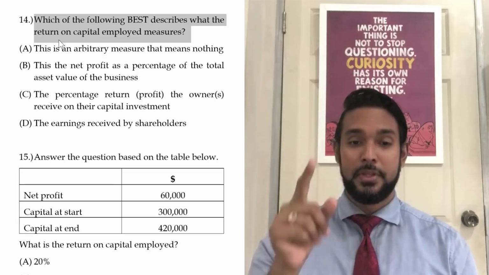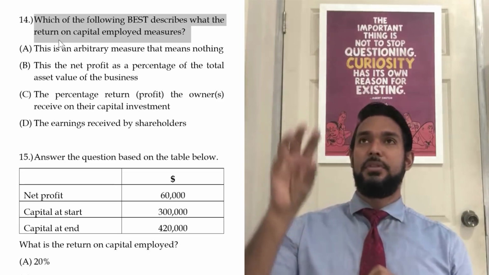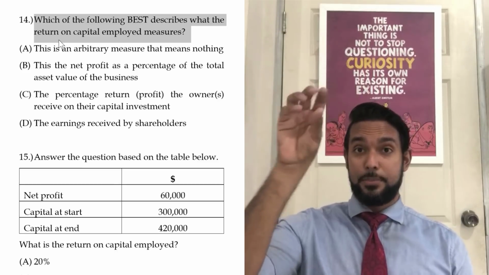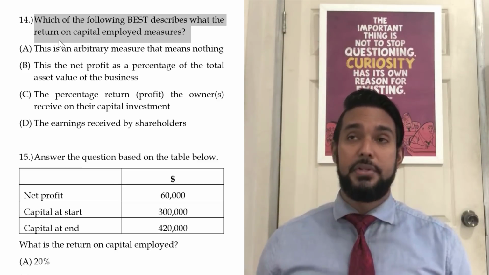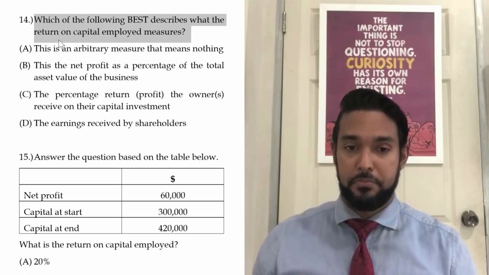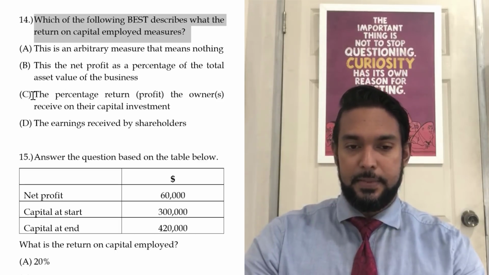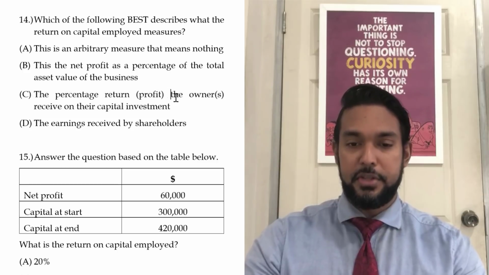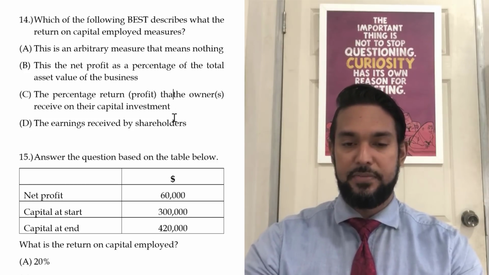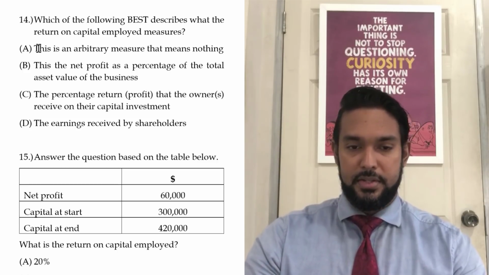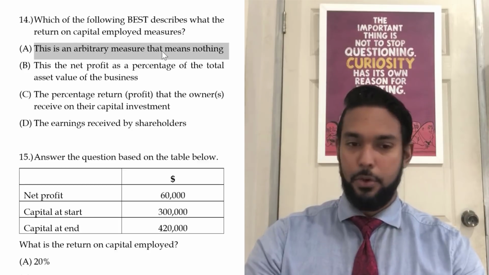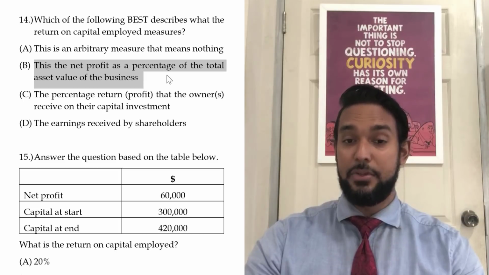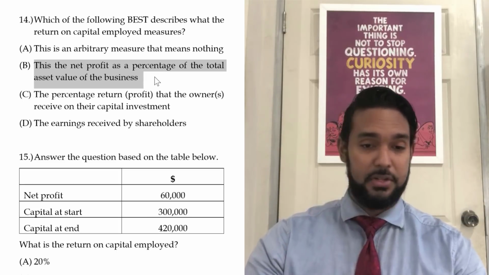Coming back on point, you're basically putting your reward over your investment. Your reward as the owner is net profit, and your investment is your capital invested or capital employed. So that's C: the percentage return or profit that the owners receive on their capital investment. This is an arbitrary measure, it means nothing. Nope. This is net profit as a percentage of the total asset value. That was a tempting one for some people, but it's not that.